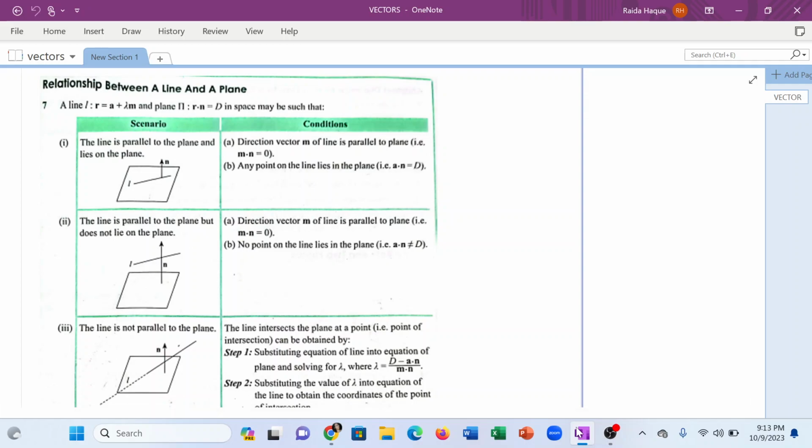So in today's session we will be learning about the different relationships between a line and a plane, between two planes, how the interaction between a line and a plane creates different angles, how to find those angles, calculate those angles, and much more. So let's get started.